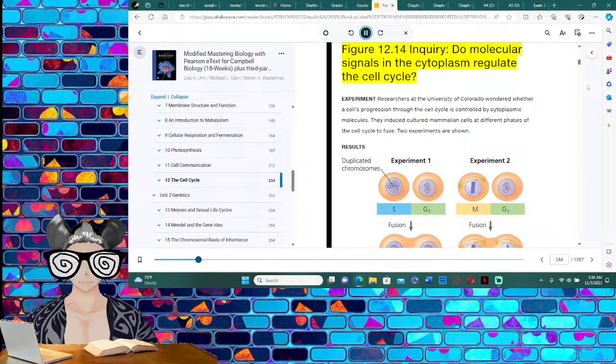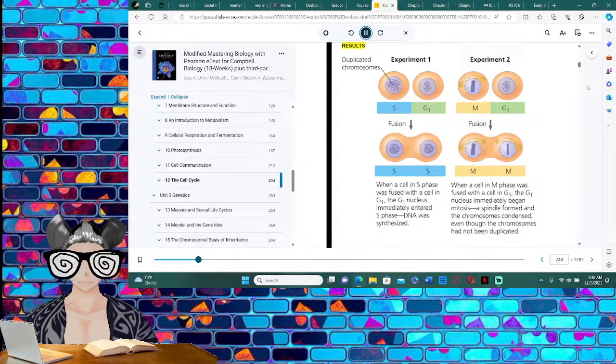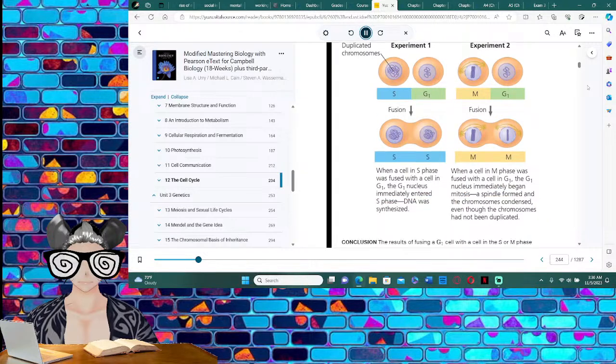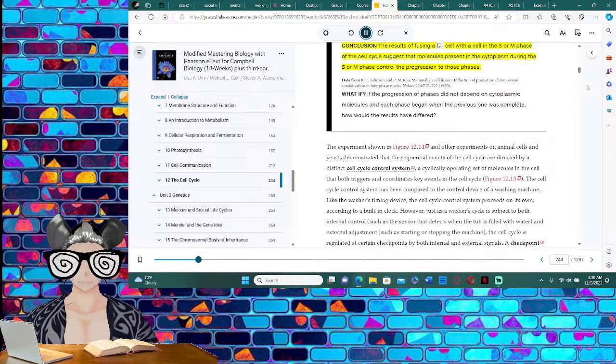Figure 12.14 Inquiry: Do molecular signals in the cytoplasm regulate the cell cycle? Experiment: Researchers at the University of Colorado wondered whether a cell's progression through the cell cycle is controlled by cytoplasmic molecules. They induced cultured mammalian cells at different phases of the cell cycle to fuse. Two experiments are shown. Results: Two diagrams of experiments involving cells at different phases of the cell cycle. Conclusion: The results of fusing a G1 cell with a cell in the S or M phase of the cell cycle suggest that molecules present in the cytoplasm during the S or M phase control the progression to those phases.